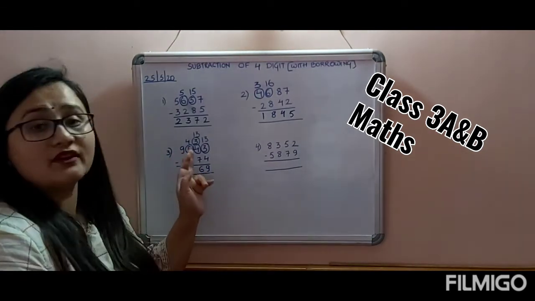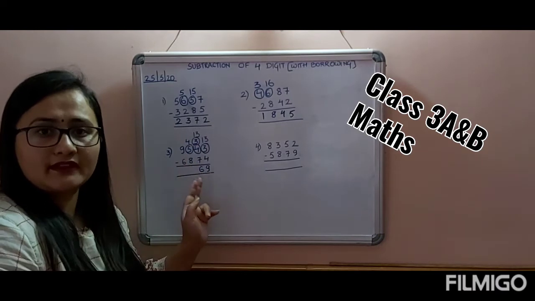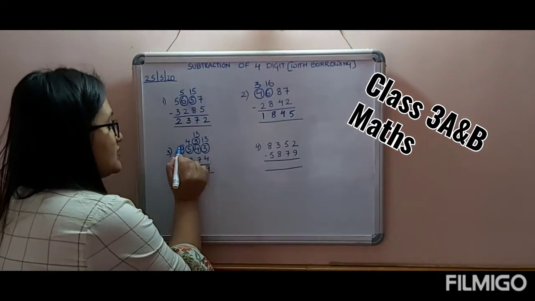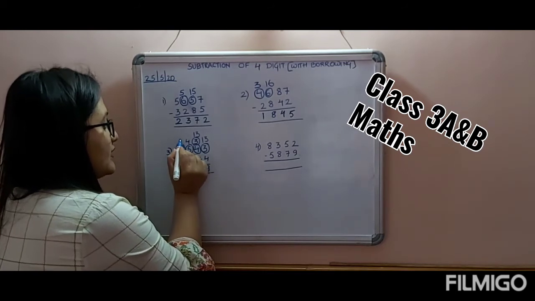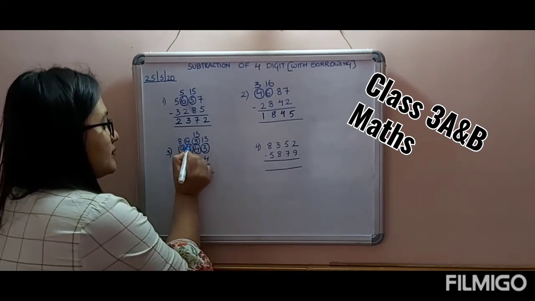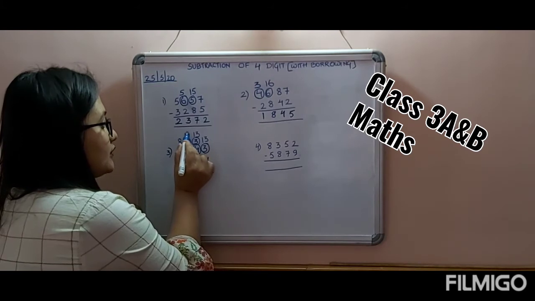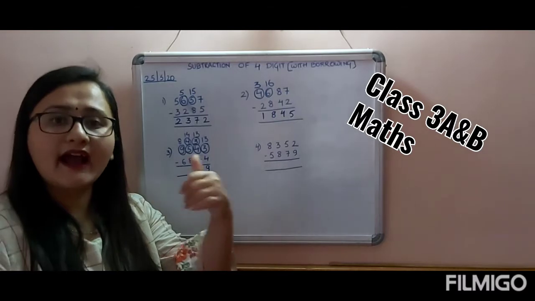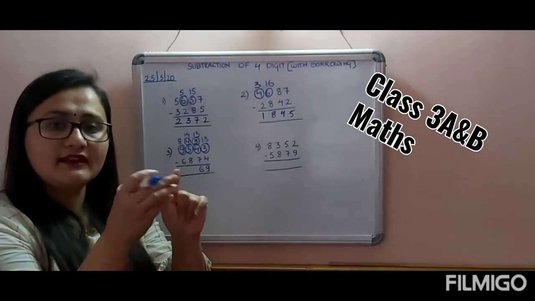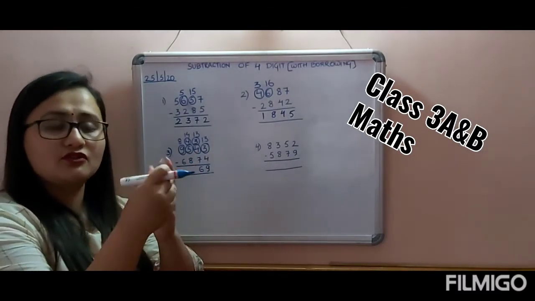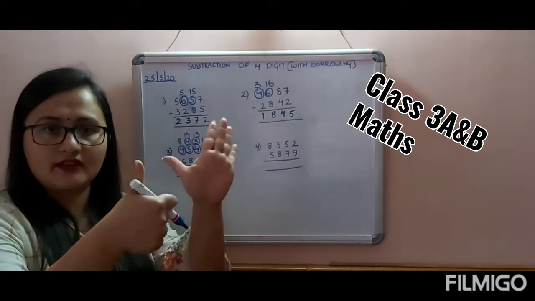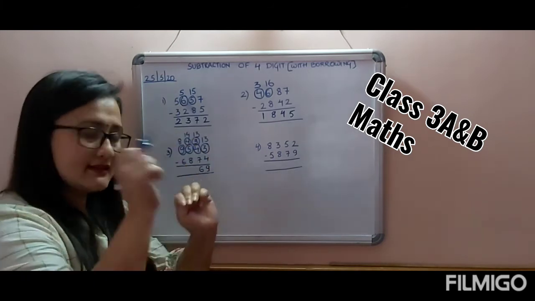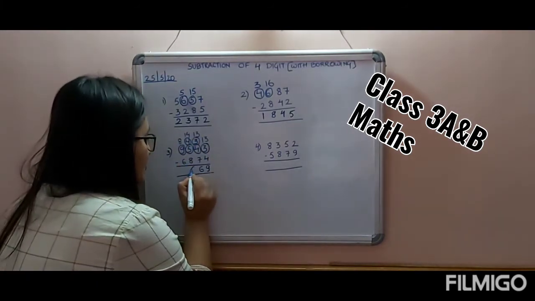Then again you cannot subtract 4 from 8. So what will you do? You will borrow 1 from the thousands place. If you take away 1, then it will become 8. Then this will become 14. So keep 14 in your mind and start counting after 8: 8, 9, 10, 11, 12, 13 and 14. What is the number? 1, 2, 3, 4, 5 and this is 6. Okay, so this is 6.